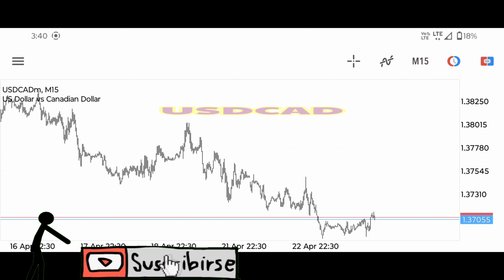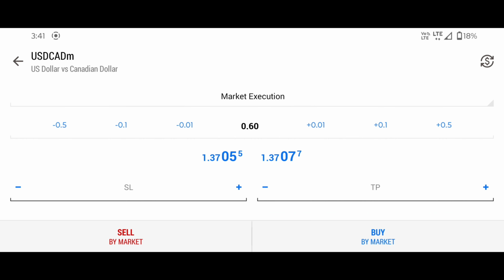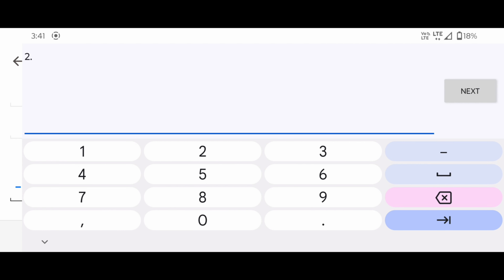Today we will trade the news on US dollar versus Canadian dollar. This news will come after 3 hours, which will be based on flash manufacturing PMI. Let's see what the impact of this news will be.